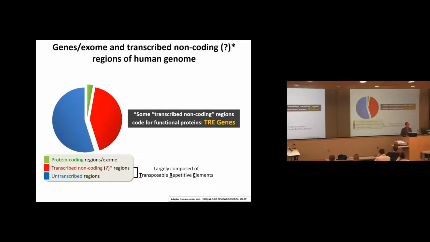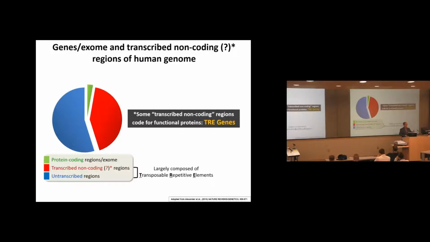So this pie chart is coming from one of the Nature reviews, and we modified the pie chart, but the data is there. The green indicates protein coding regions, conventional gene coding regions. Red indicates transcribed non-coding. They are talking about transcribed non-coding. And blue indicates untranscribed. It's not my data, it's their data.